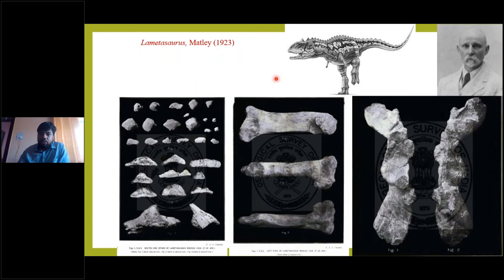Another theropod dinosaur from the Lameta formation of Jabalpur district is Lametasaurus. It is known from the tibia bone. This is the tibia bone, the lower hind limb bone, and this is part of the pelvic girdle. It was earlier claimed that it was also known from osteoderms. But now we suspect that these osteoderms, or dermal plates, did not actually belong to Lametasaurus, but may belong to some ankylosaurid, the tank-like ornithischian dinosaur.